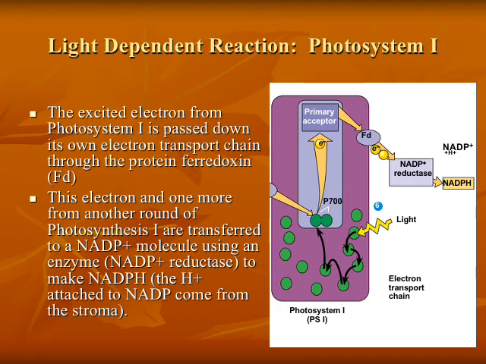So the excited electron from photosystem 1 is passed down its own electron transport chain through a different protein called ferredoxin, or FD for short. This electron and one more from another round of photosystem 1 are transferred to an NADP molecule using an enzyme to make NADPH. On the right-hand side, you can see it's very similar to photosystem 2, just different molecules involved.